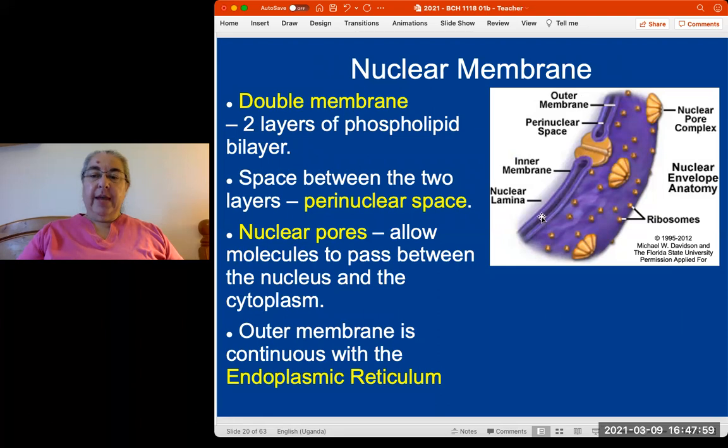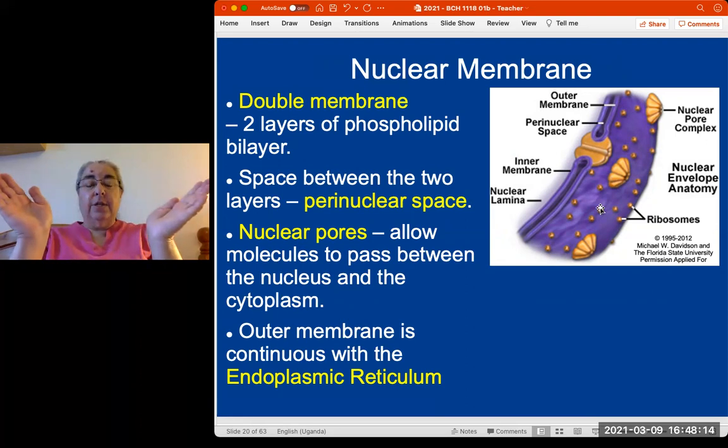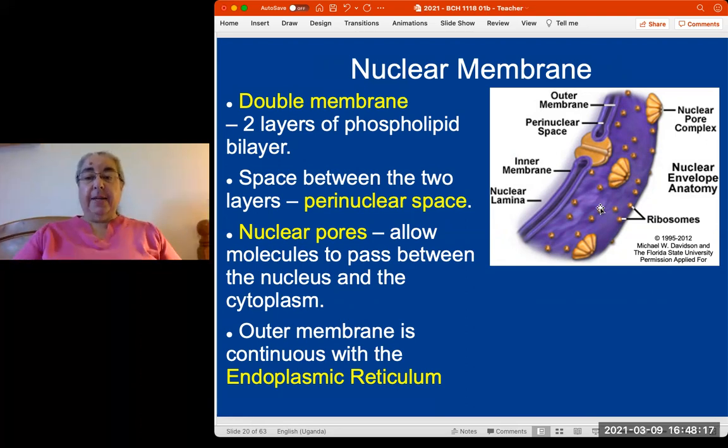In between the two layers of membrane is a space which is called the perinuclear space. And the outer membrane is continuous with the endoplasmic reticulum. It folds out and becomes the endoplasmic reticulum. Okay, and the other thing you can see here is ribosomes attached to the outside of the nuclear membrane, and these also are continuous, attached to the endoplasmic reticulum as well.